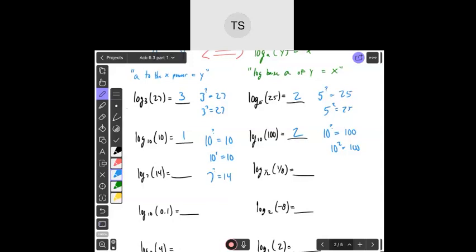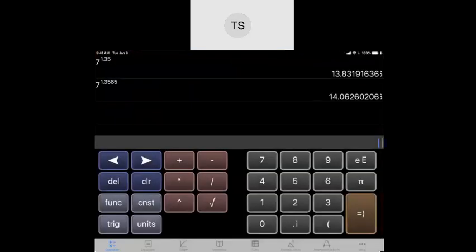I was just messing around last night trying to figure that out. So this is me playing earlier in fourth hour. I got to that point. You can see 7 to the 1.35 is 13.8. 7 to the 1.3585 is 14.6. So you start just messing around: I'm going to go a little bit lower, 1.3582. Let's see where that gets me. Oh, not far enough.